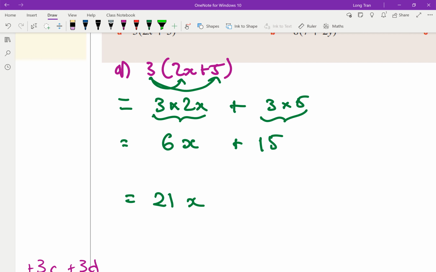Now, remember, you can't add terms that are not the same. So if this was a 15x and a 6x, yes, you can, because they're the same groups. But right now, they're not the same group, okay?